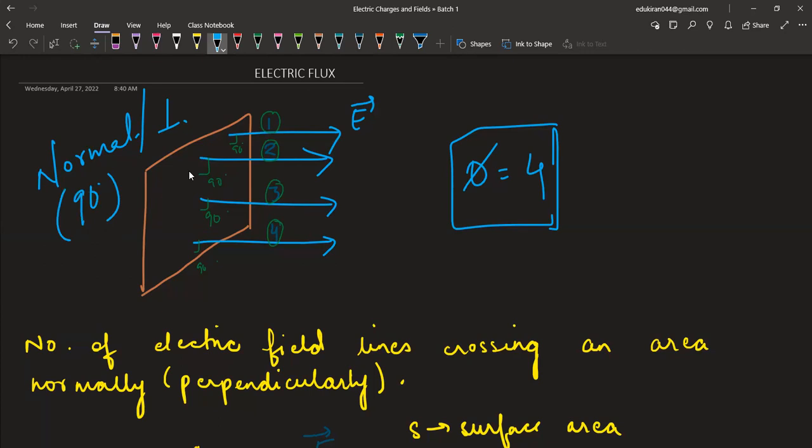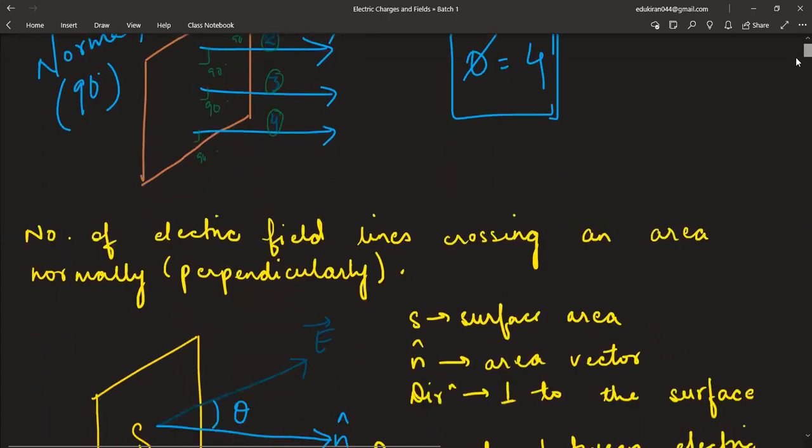Now see, here we had 4 lines, so I could easily count them, 1, 2, 3, 4, right? But if I have 8 lines, 10 lines, 20 lines, that also I can count. But what if I have such a number of field lines that I cannot count? Obviously in the exam, you will not sit and count all the electric field lines. So the best method here is simply to use a formula.